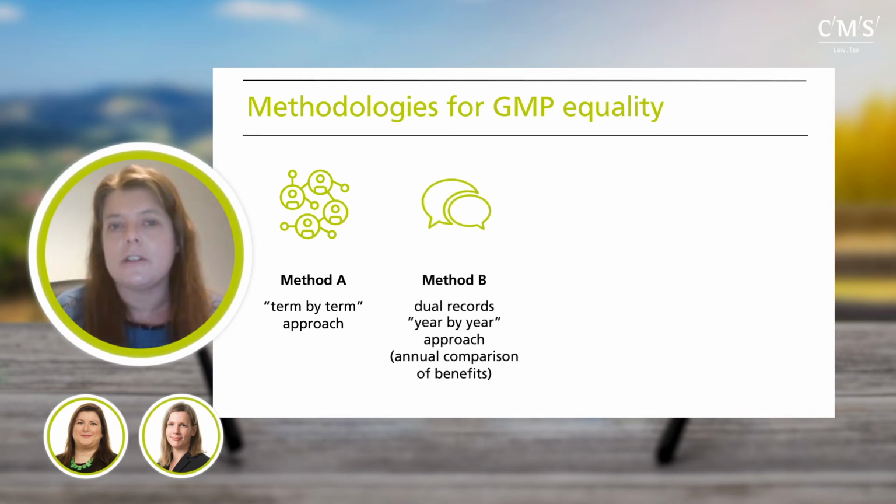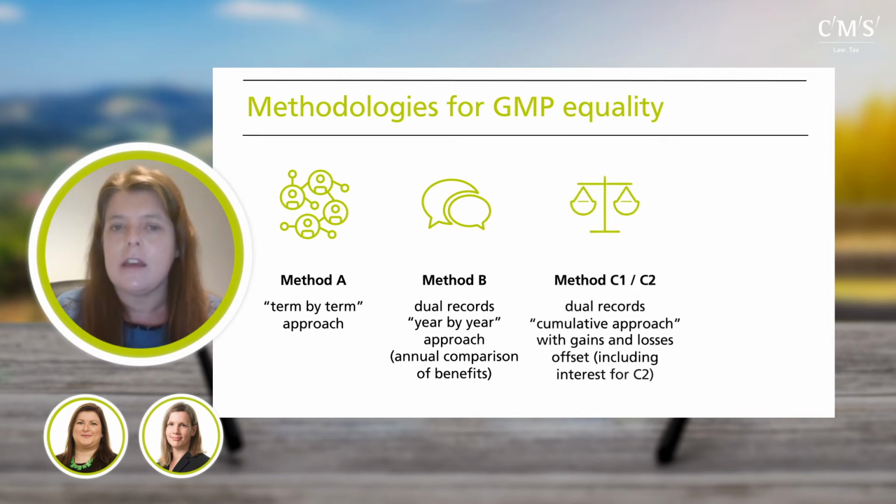Method B is the first of the dual records approaches. It involves making an annual comparison of benefits and paying the higher of the male and female pension each year. This methodology broadly follows a methodology proposed by the Department of Work and Pensions in its 2012 consultation. Method B would also require employer agreement for trustees to adopt.